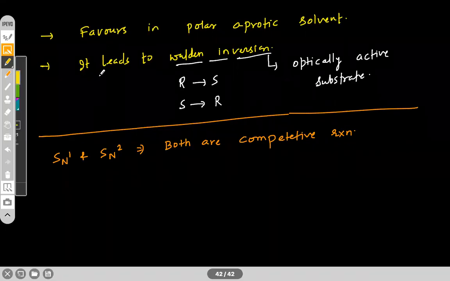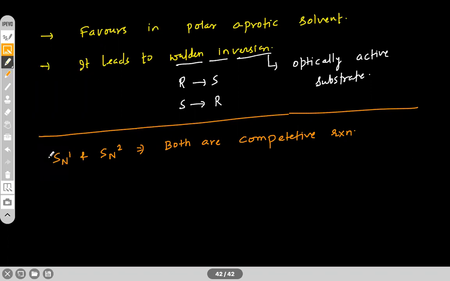So SN1, if you try to recall the last class we have discussed, is a reaction where formation of carbocation takes place, right? So it leads to the formation of carbocation, first of all. And in SN2, there is no carbocation. That is a basic difference.